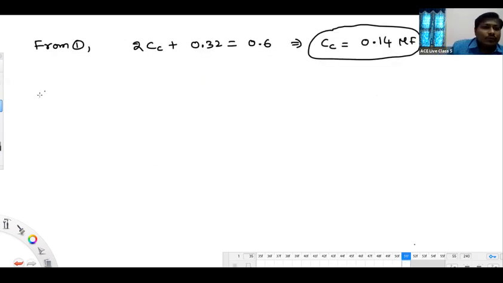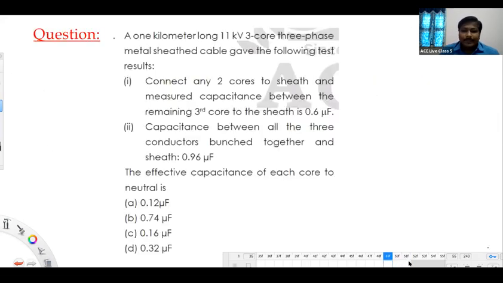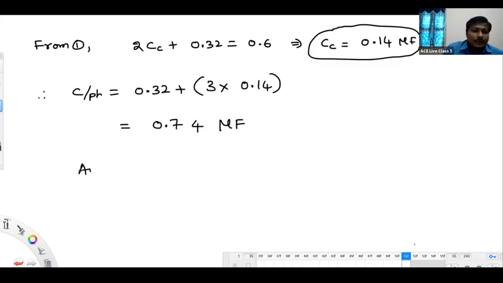After getting these two, capacitance per phase will come like CS plus 3CC. This number may come like 0.974 microfarads. Capacitance per phase will be equal to 0.974 microfarads. So the correct option will be B.